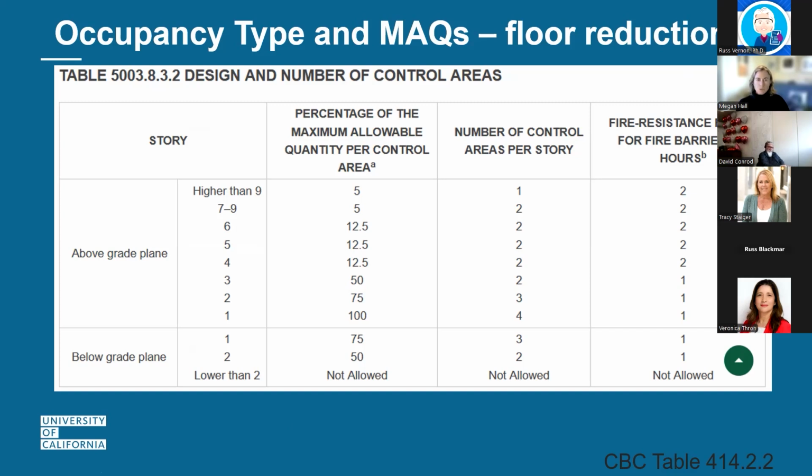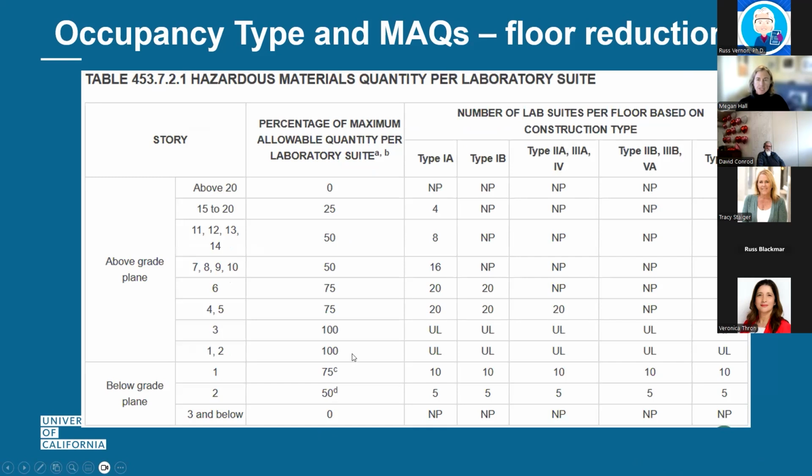Okay, moving on. So this is our B occupancy control area, how much you can have on every floor. Let's compare that to a laboratory suite. This is from table 453.721 from the building code. It's not in the fire code. If you're on the first story above grade plane, you can have 100% of your MAQs. And most new lab buildings are type 1 construction. So the type of construction does matter for these. You can have an unlimited number of lab suites.